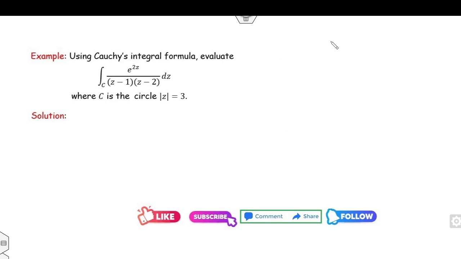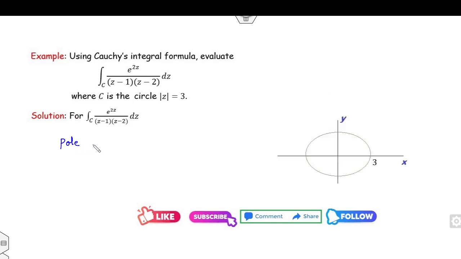Look at the third example. Firstly, you can draw the circle. This is the equation of the circle. Center is 0, radius is 3. So you can draw the circle with radius 3. Now can you find the poles? So the poles of the given function are found by putting the denominator equal to 0. So that gives you z is equal to 1, z is equal to 2.